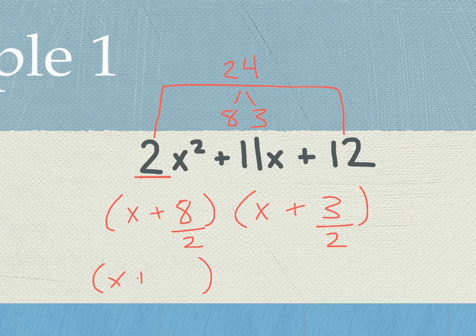So we have x, what's 8 divided by 2? 4. So that goes in evenly. We leave it as 4. However, 2 doesn't go into 3. We can't simplify 3 halves. So what we need to do is move the 2 in front of the x. So we have 2 times x plus 3. And that's our answer.